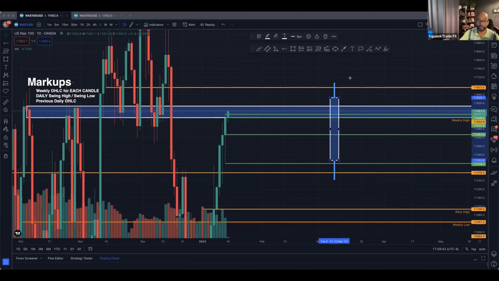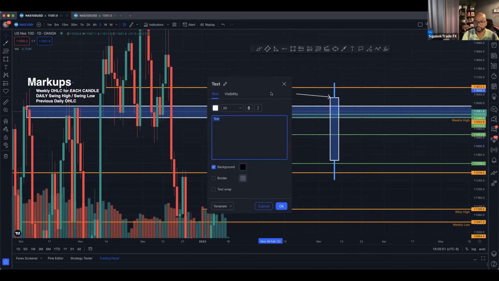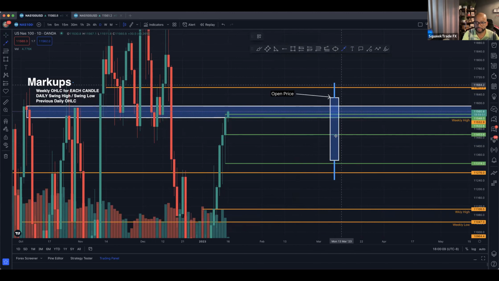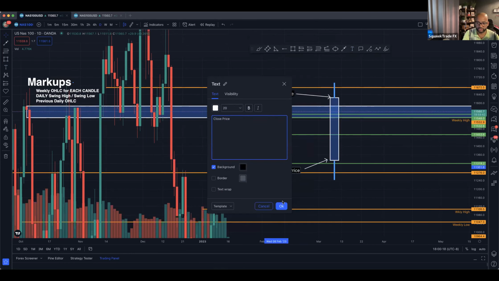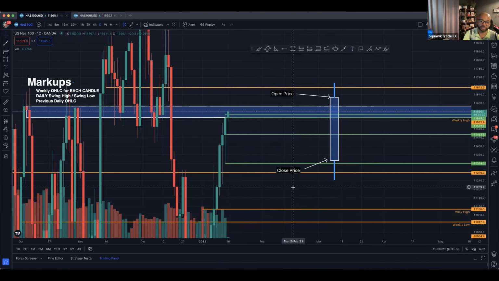What creates the wick? Well, say this is the open price here. I'm going to mark this. I'm going to say this is open price, right? And this is close price. This is stuff you guys know, but you're going to put it together and it's going to start to make sense and show why you can use this as a tool. So if this is open price and this is close price, what does that mean?